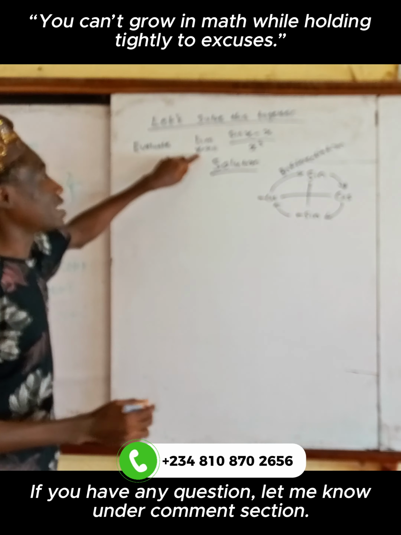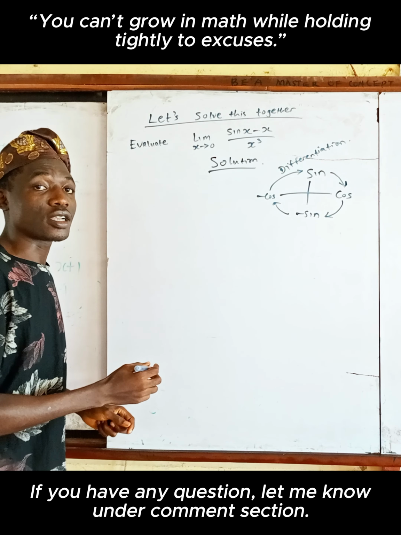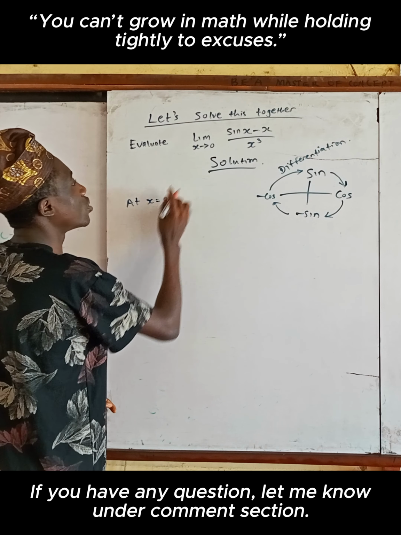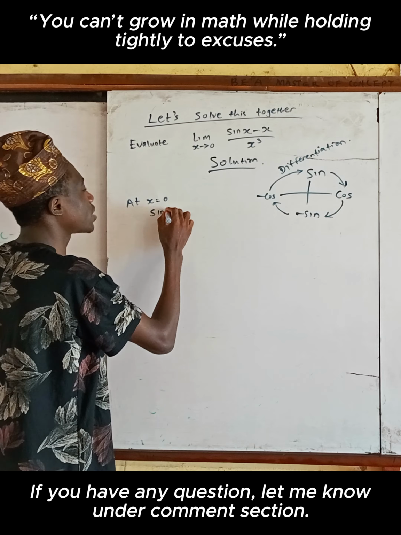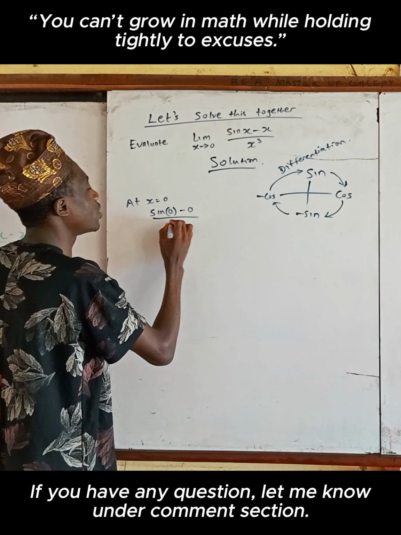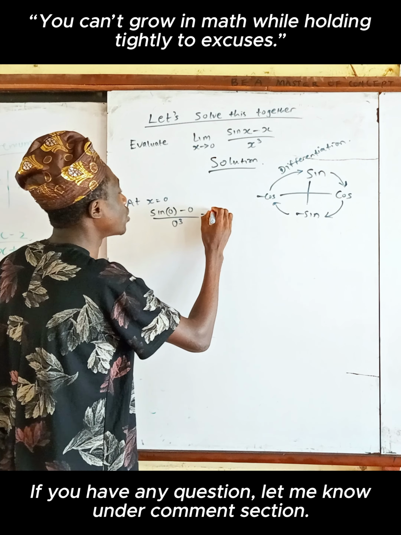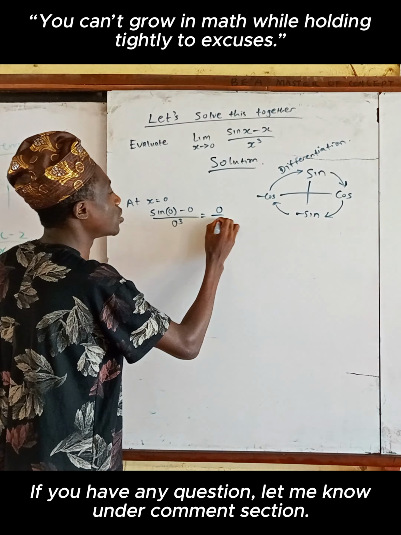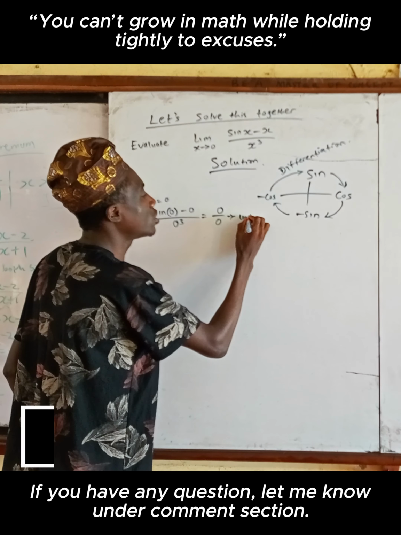Very first thing is at x equals 0. Let's check. Maybe we are going to get our final answer. At x equals 0, just input these values inside this place. So we are going to have sine of 0 minus 0 divided by 0 raised to power 3, which is equal to sine of 0 will give us 0. So we have 0 minus 0, that is 0 divided by 0. And that simply means this expression is undefined.